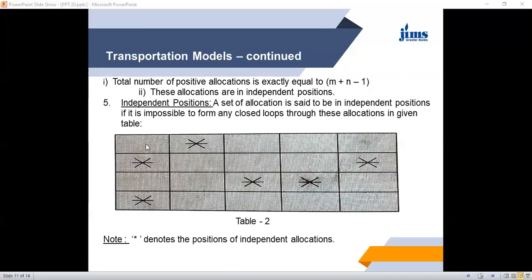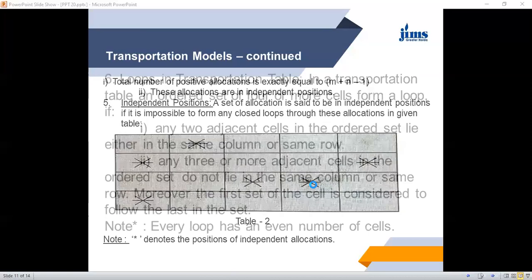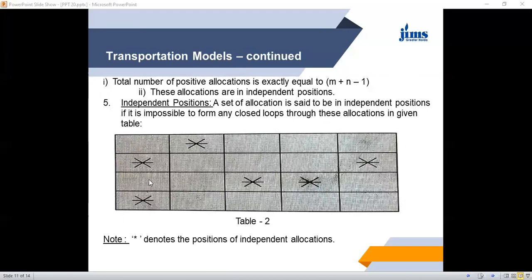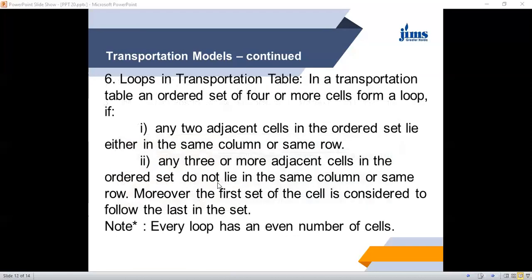So even though two cells are in the same column or same row, still it is not possible to make the loop. It says that two cells must be in the same column or row. Then any three or more adjacent cells in the ordered set do not lie in the same column or same row. Three cells should not be in the same row or same column. And every loop has an even number of cells.